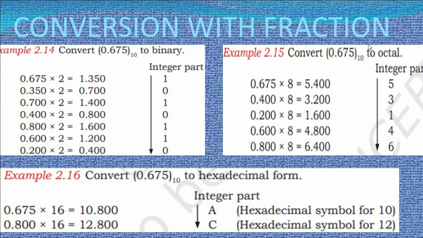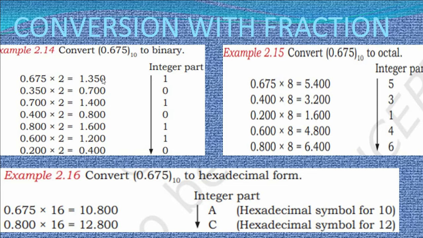Now let's say we want to convert numbers with fractions. The base we want to convert to is binary, which is base 2. So we multiply the number, which is in the form of a fraction or decimal, by the base we want to convert it to. That is 2 in this case. So we multiply it by 2, and on the right-hand side we write the value after multiplication. So it becomes 1.35.